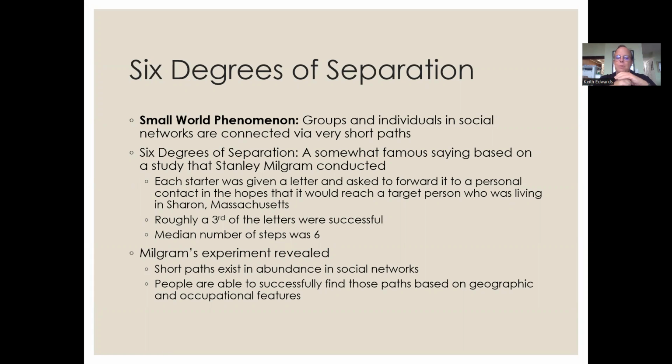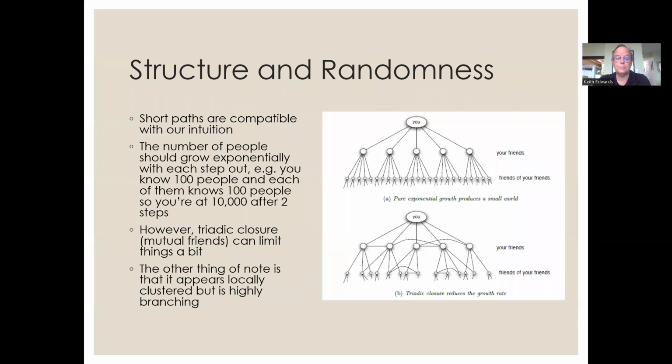That was where they had people mailing a letter to a person who is living in Sharon, Massachusetts. I believe that person was a stockbroker, and roughly a third of the letters were successful, and the median number of steps they took to get there was six. So that's where the six degrees of separation comes in. Milgram's experiment revealed that short paths exist in abundance in social networks, and people are able to successfully find these paths based on both geographical and occupational features. So these are compatible with our intuition.